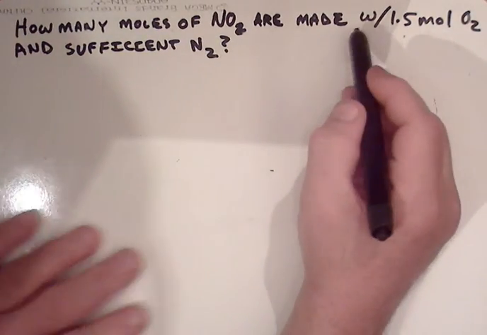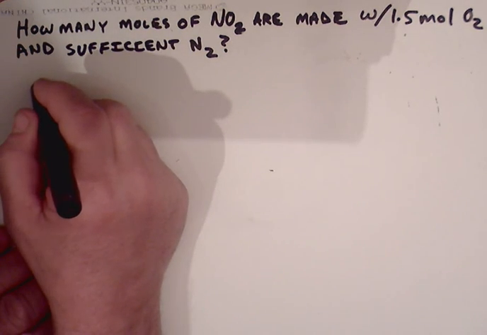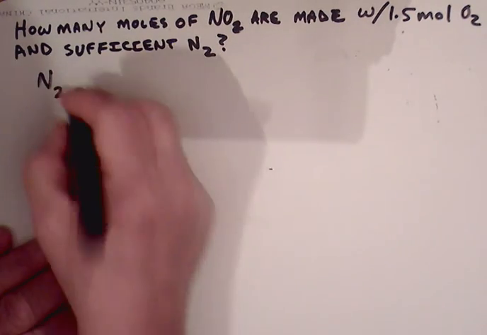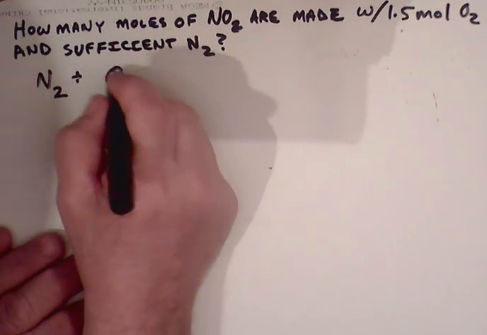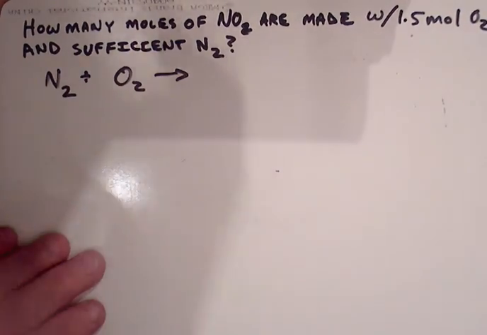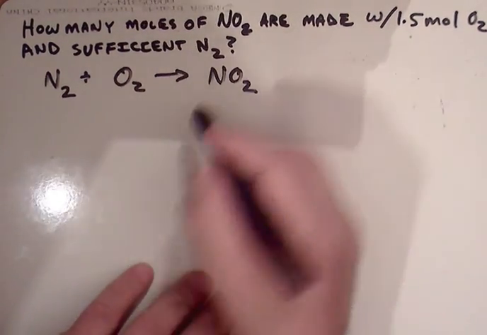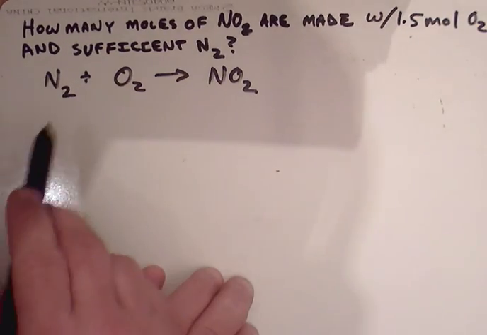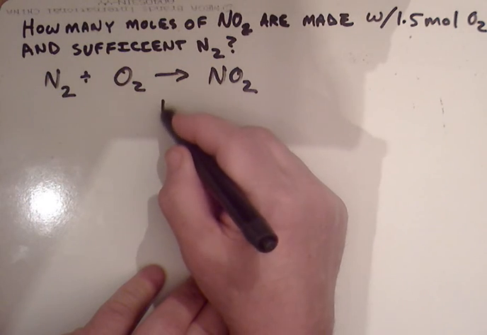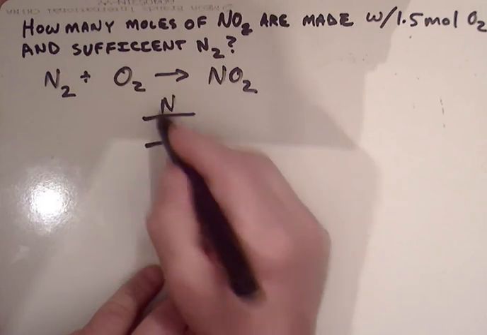So, first of all, we have to create a balanced chemical equation. We're going to start off with N2, plus O2, yields NO2. This is a fairly simple balancing problem, but again, you want to start with what you're given and list your elements. So it's going to be N and O, two very simple elements.